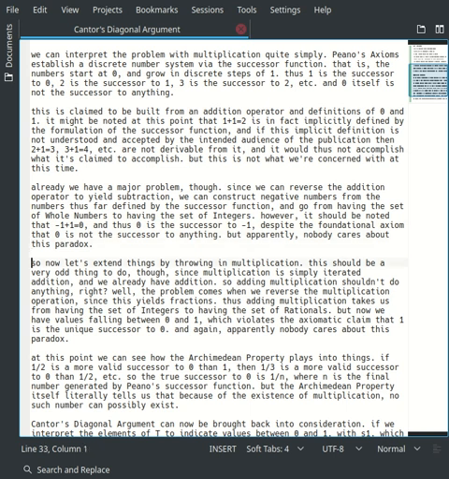So now let's extend things by throwing in multiplication. This should be a very odd thing to do, since multiplication is simply iterated addition, and we already have addition. So adding multiplication shouldn't do anything, right? Well, the problem comes when we reverse the multiplication operation, since this yields fractions. Thus, adding multiplication takes us from having the set of integers to having the set of rationals. But now we have values falling between 0 and 1, which violates the axiomatic claim that 1 is the unique successor to 0. And again, apparently nobody cares about this paradox.